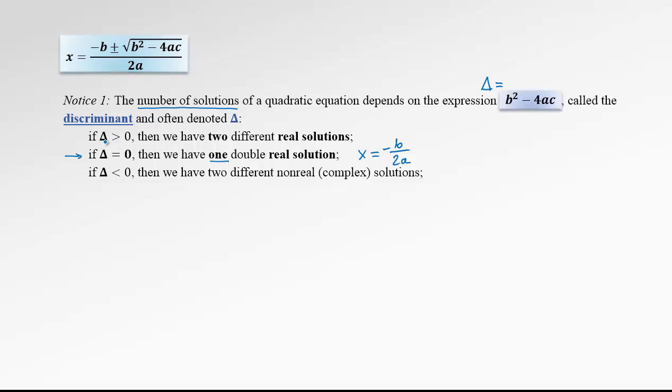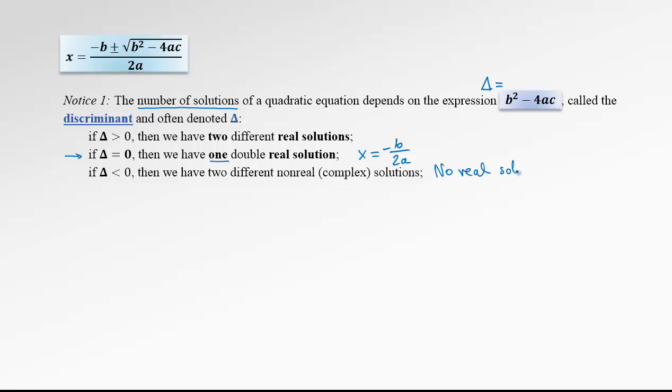If the discriminant is bigger than 0, then the root is a positive real number, and therefore our solution is negative b plus minus something over 2a, which means we have two real solutions. And finally, if the discriminant is negative, since we are unable to take the square root of a negative number, we have no real solutions.